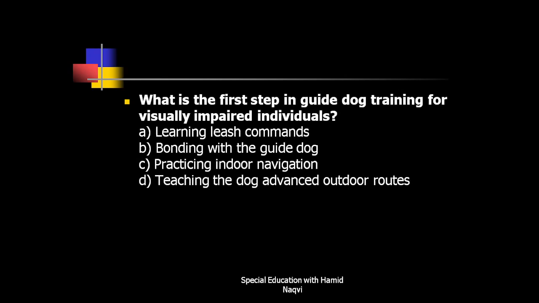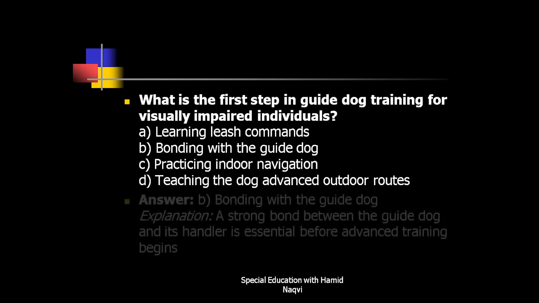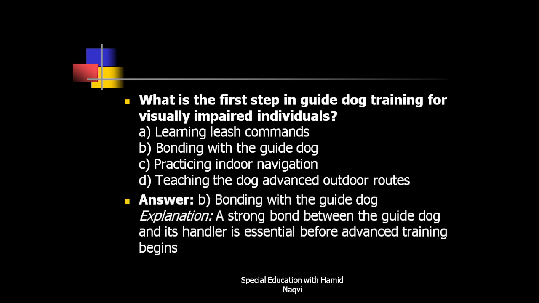Next is what is the first step in guide dog training for visually impaired individuals? Learning leash commands, bonding with the guide dog, practicing indoor navigation, and teaching the dog advanced outdoor routes. Answer is bonding with the guide dog. A strong bond between the guide dog and its handler is essential before advanced training begins.